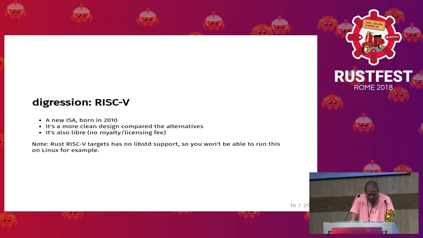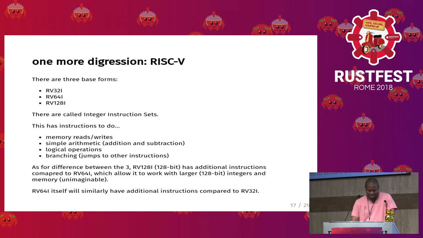So I wanted also to note that there is Rust support, of course, for RISC-V, but it doesn't have libstd support. So you won't be able, for example, to run it on Linux. So it's all bare metal at the moment. Okay, so sort of an intro to RISC-V.